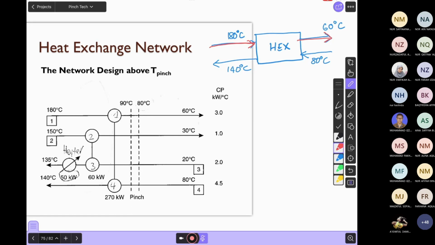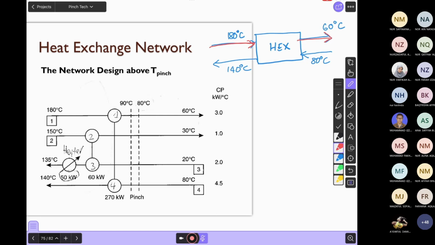Now, I ask you again. What about stream number 2 and number 3? How many heat exchanger do you have? 1. Okay. One. For stream number 2 and 3, you need 1 heat exchanger and 1 heater. If you look at this diagram only. Okay. 1 heat exchanger and 1 heater.